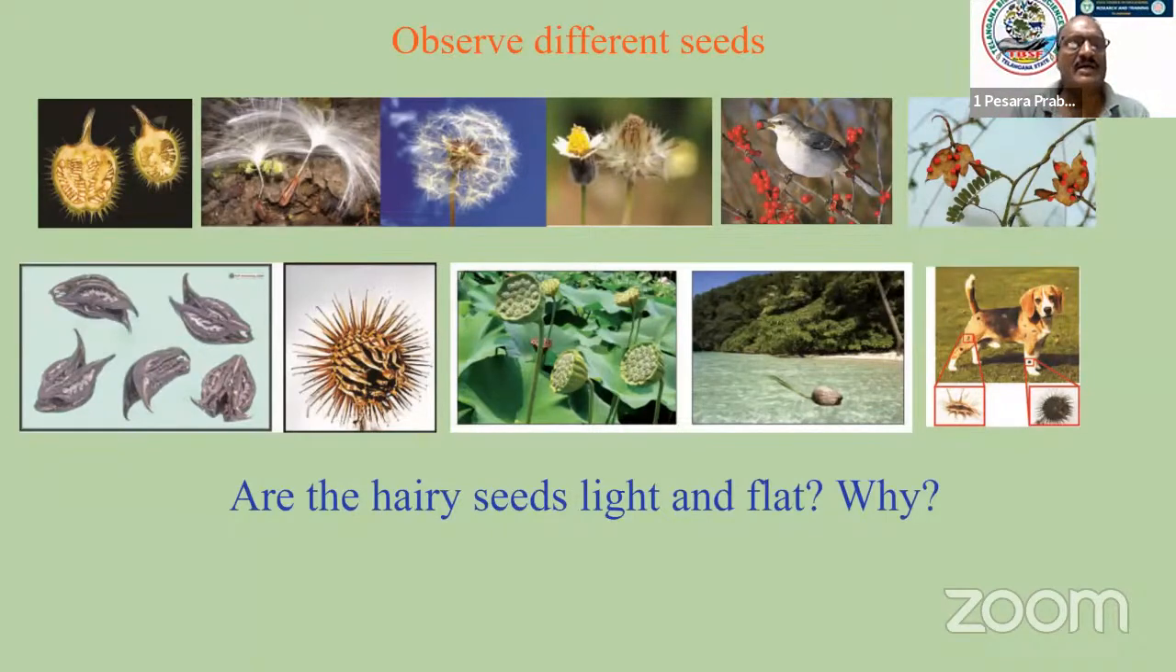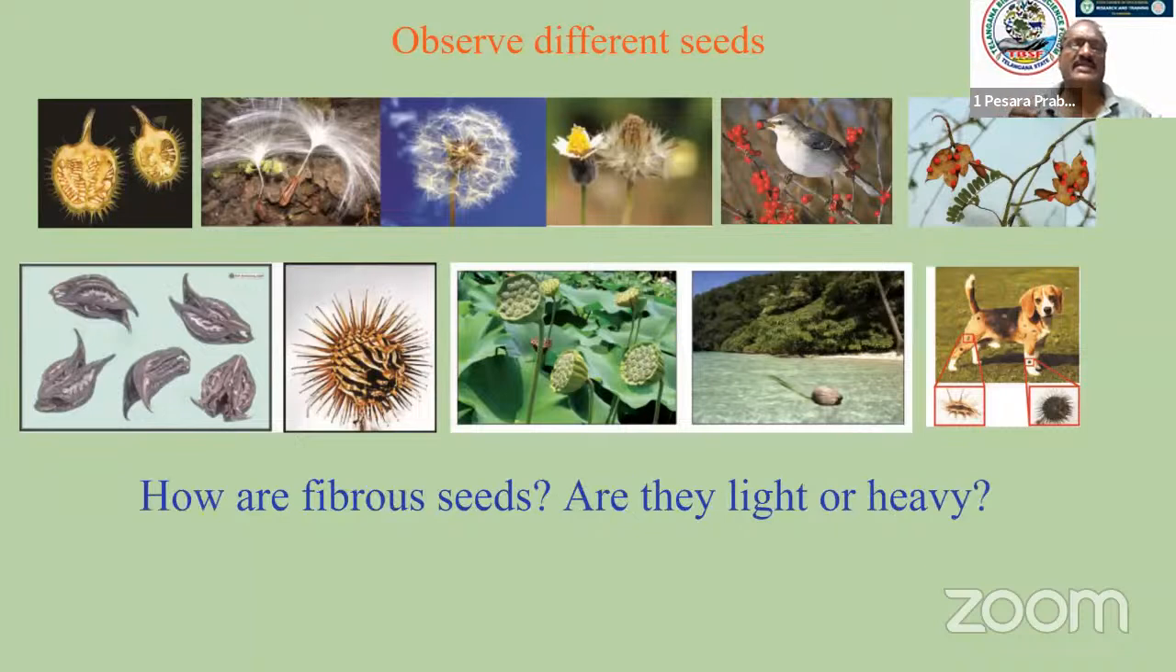Are they hairy seeds, light and flat? Why? These hairy seeds have some hairs, and they are very light. Like parachutes, they float in the air. They are carried by the wind or air. So, because of this reason, they are different.